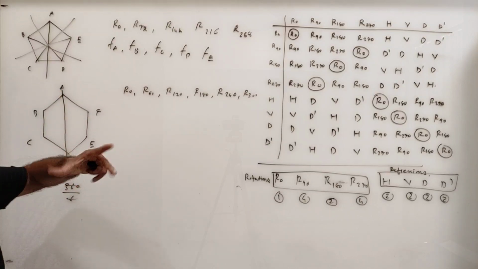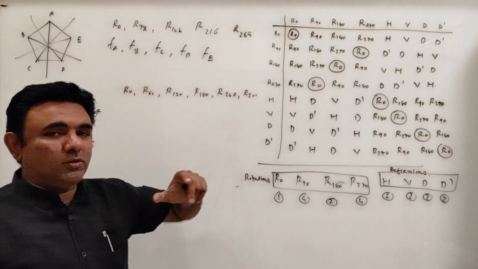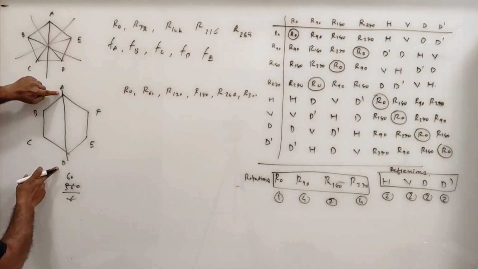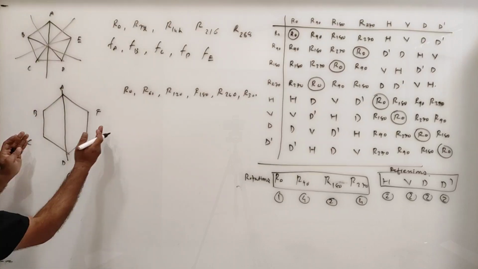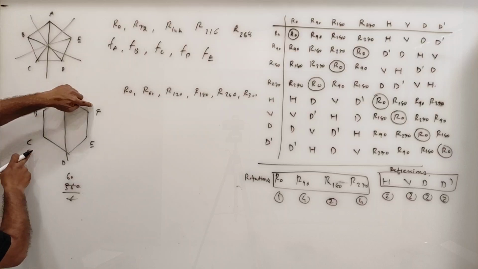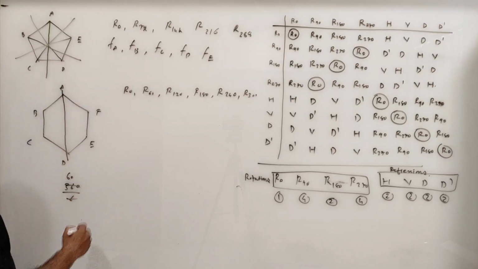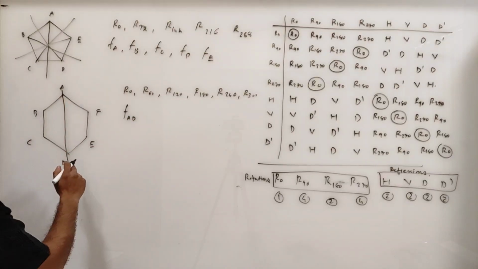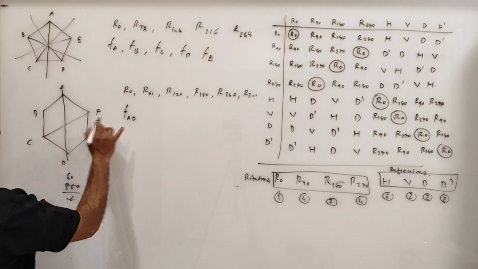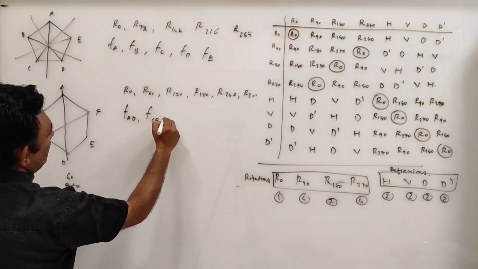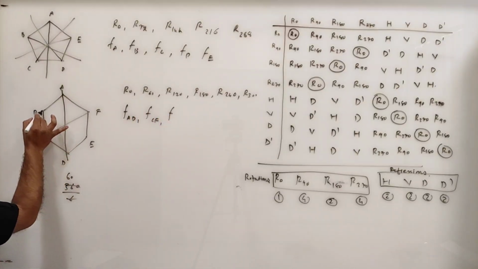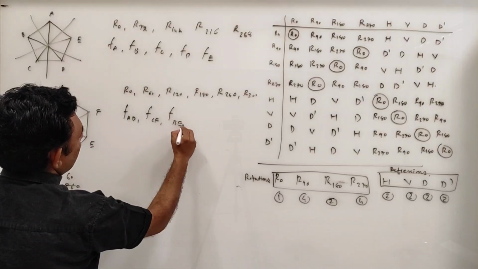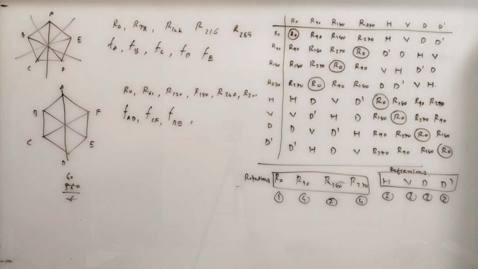In the case of even sides of a polygon, you have two opposite vertices. So now you take the reflection about this A and D. So EF and BC. So that will be a symmetry. So let me give that symmetry by F, AD, A and D. Then CF, then BE, then what?